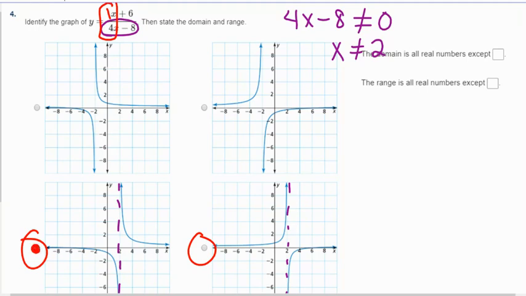okay? And that's going to mean that the domain, the numbers that I can put into my equation, are going to be all real numbers except 2. And the range of what I'm going to get out of my function is going to be all real numbers except, I'm going to go back over here to 1 over 4, so it's going to be all real numbers except 1 over 4, or 0.25.